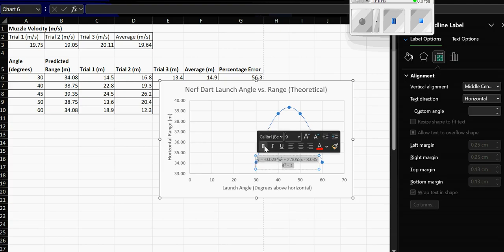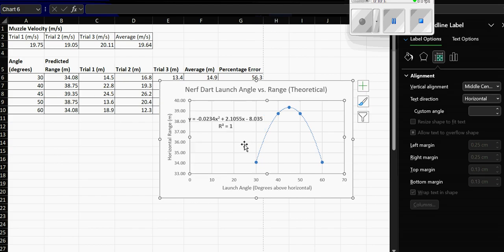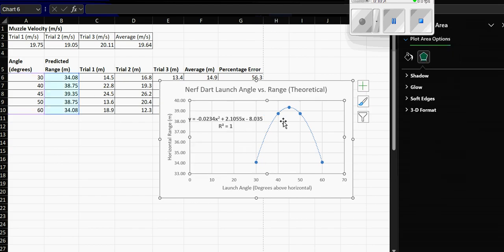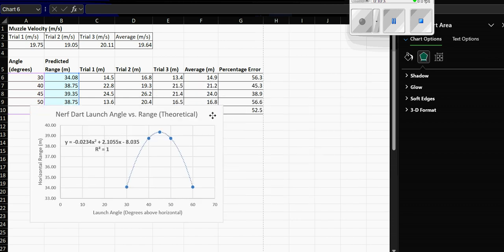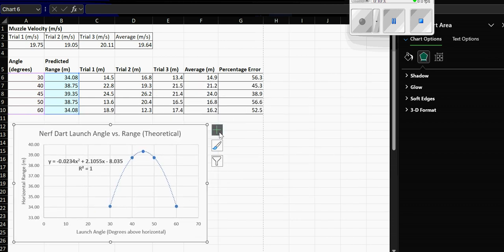I actually want to make this a little bigger, so I'm going to make this bold, which is going to look nice, and I'm going to make it a little bigger like that. And I'm going to move it over here so we can see it. Okay, our R squared value is 1, meaning this is a perfect quadratic. It fits a quadratic relationship perfectly. And there's my equation, which is the kind of thing we see in math class, this quadratic relationship that models this mathematically. Okay, so there's my first graph done.